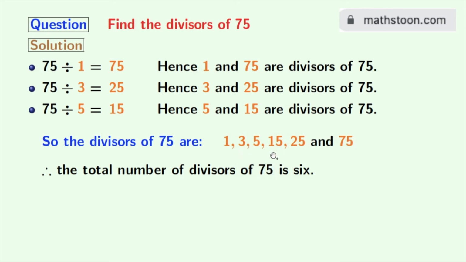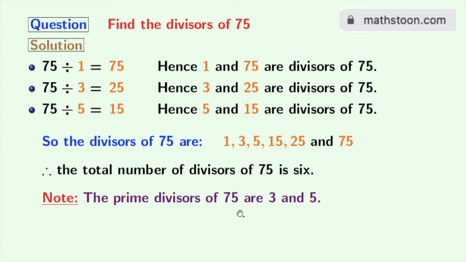Now look at these divisors. See that 3 and 5 among these numbers are prime numbers because these two numbers do not have any divisor other than 1 and this particular number itself. So we can say that the prime divisors of 75 are 3 and 5.